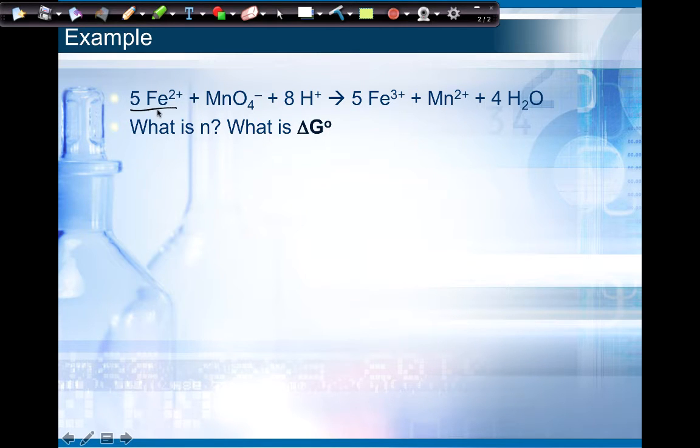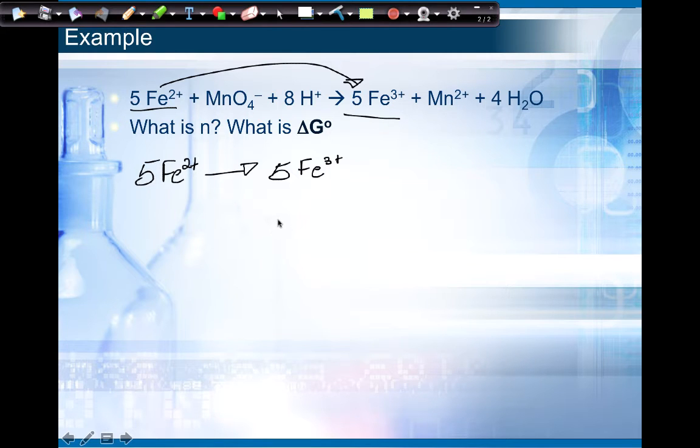Iron goes from a positive 2 to a positive 3. So right here we have the oxidation reaction. So let's look at that. I have 5 iron ions, and they're being oxidized.